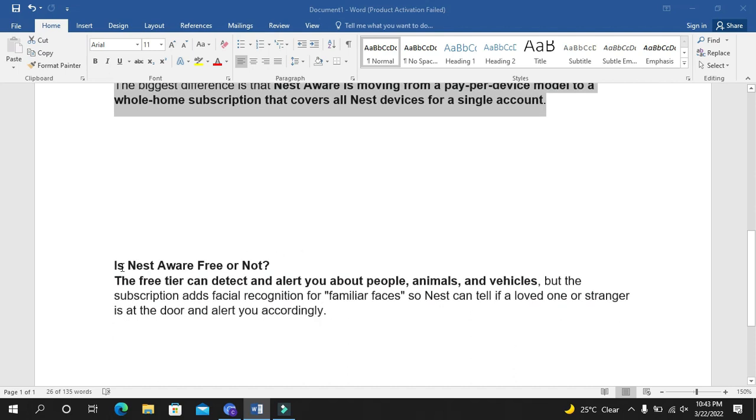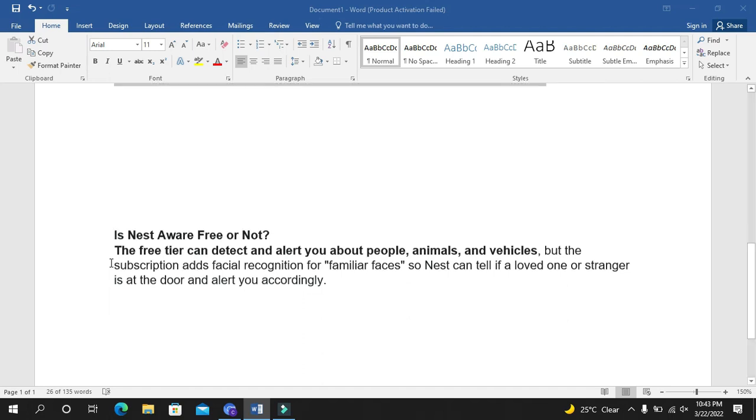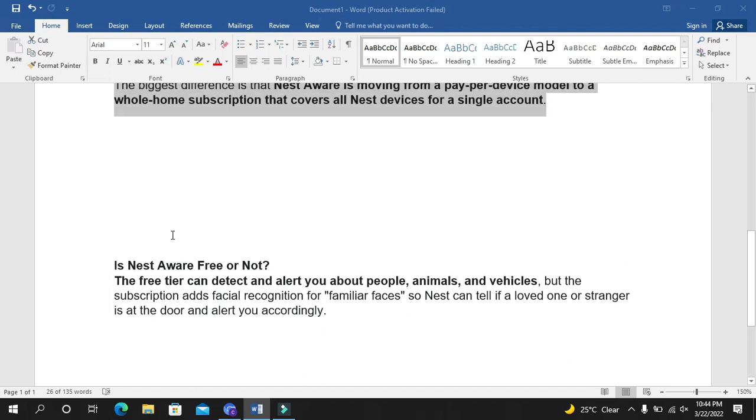Is Nestware free or not? The free tier can detect and alert you about people, animals and vehicles, but the subscriptions add facial recognition for familiar faces. So Nest can tell if a loved one or stranger is at the door and alert you accordingly. So Nestware is all about today's technology and depends upon robots.